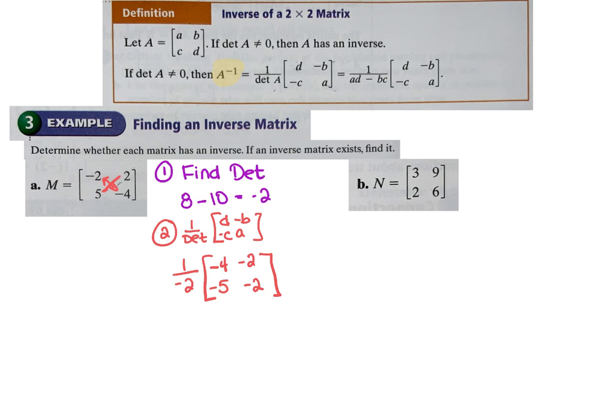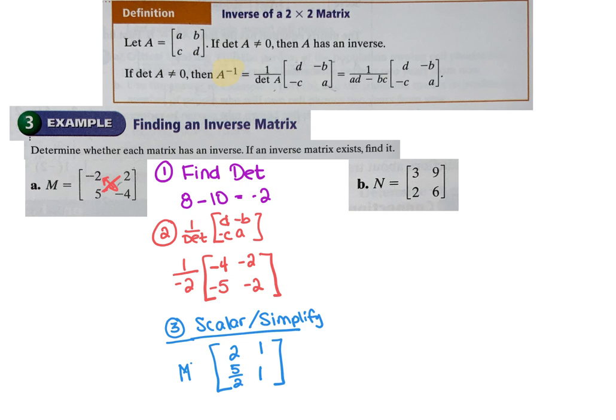And then my last step here is to do scalar multiplication, and simplify if you can. So I'm just going to distribute that negative 1/2 through. Negative 1/2 times negative 4 is what? Positive 2. Negative 1/2 times negative 2 is positive 1. Negative 1/2 times negative 5 is positive 5 halves, or 2.5. And then negative 1/2 times negative 2 again is 1. This is my inverse. So if my original matrix was M, this would be M to the negative 1, or the inverse.